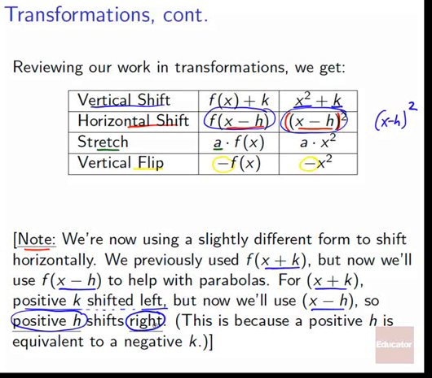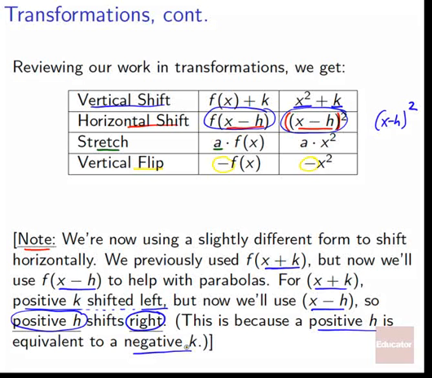Why is that? Remember, for x plus k, when we plugged in a negative one, it caused us to shift to the right. So if we plug in a positive h, that's the same thing as a negative k. Positive h is equivalent to a negative k, so a positive h goes right, a negative k goes right. A negative h goes left, a positive k goes left.